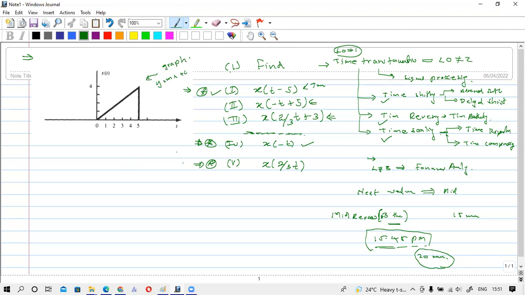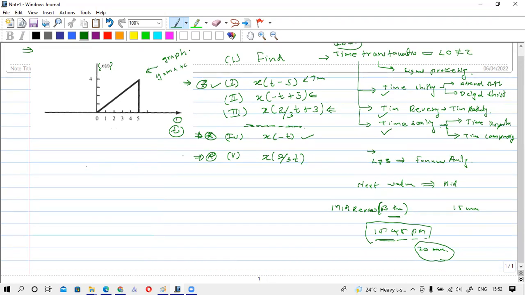So you can see that the independent variable is t, time, and this is our signal x(t). Now time transformation means we are changing this time. How can we explain? We are changing the time value. I will tell you how to do it.